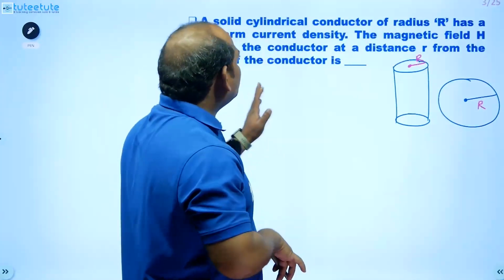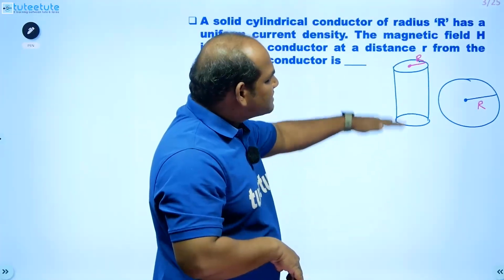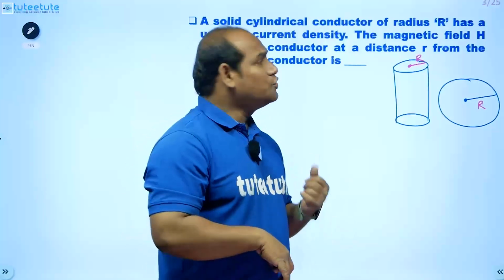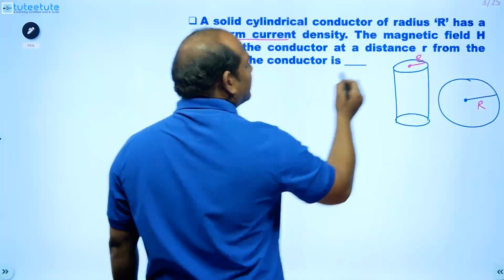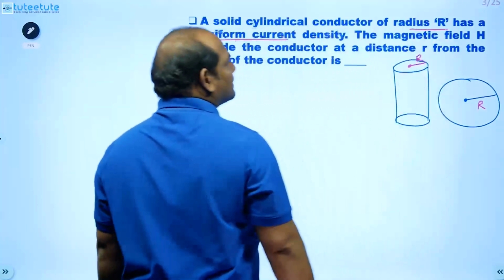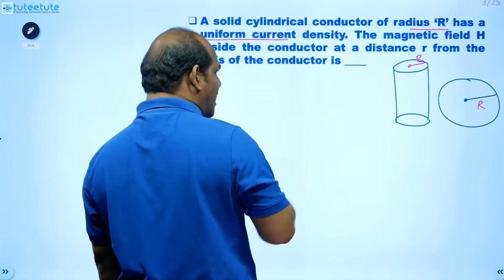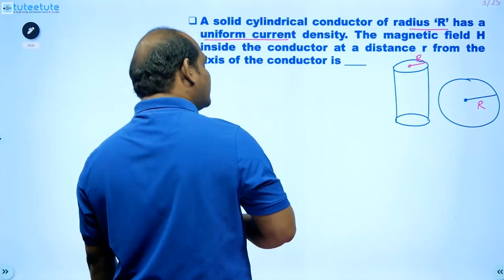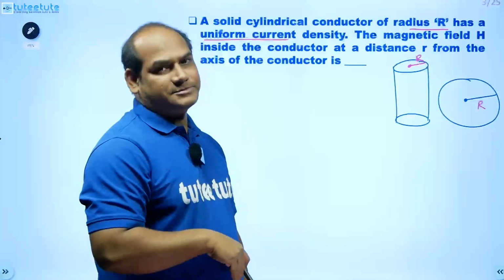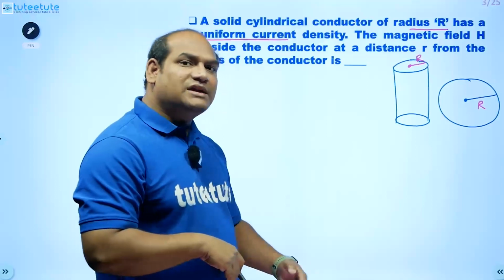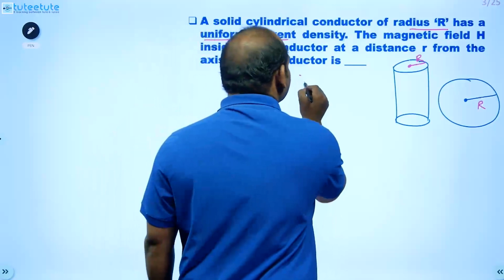Okay, has a uniform current density. That means along the total length of the cylinder the same amount of current is passing. So uniform current density is available, and the radius is R, that is also given. The magnetic field H inside the conductor at a distance r from the axis of the conductor is. They are asking about the magnetic field inside the cylinder. For that they are representing with respect to the distance r. That means small r is variable actually.